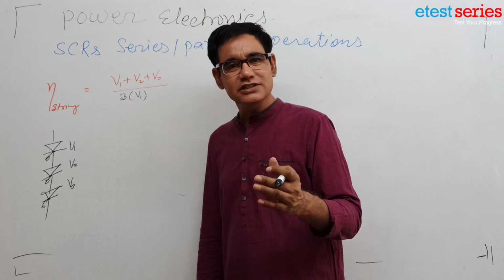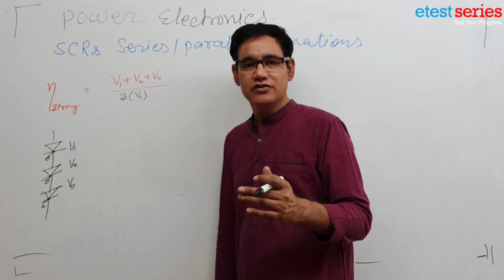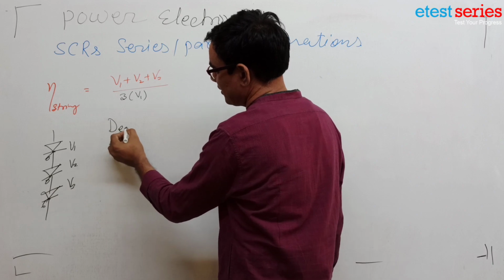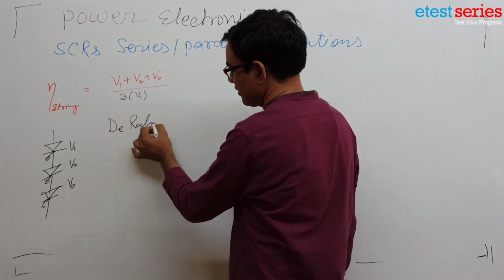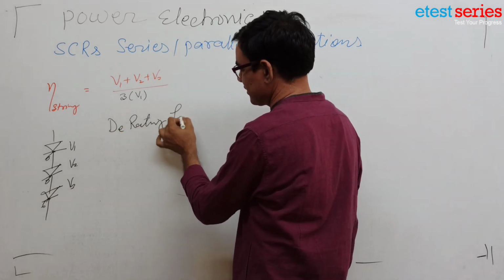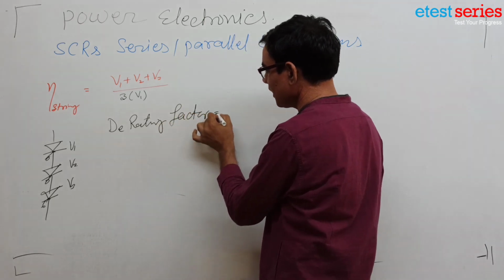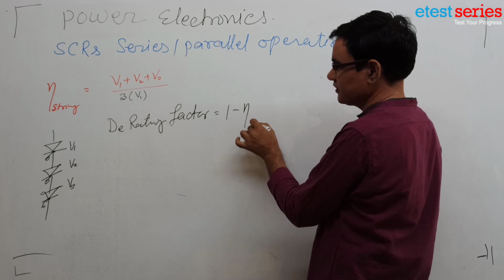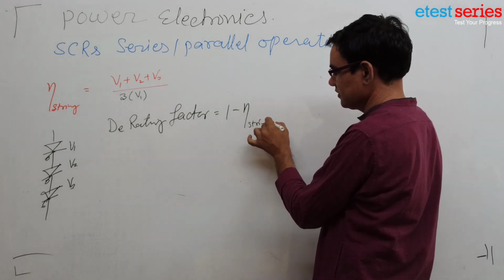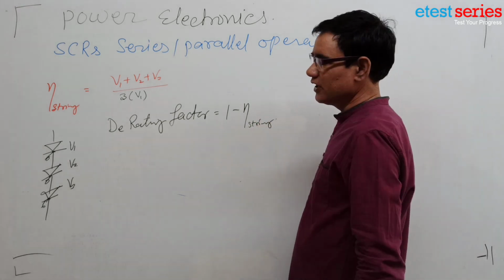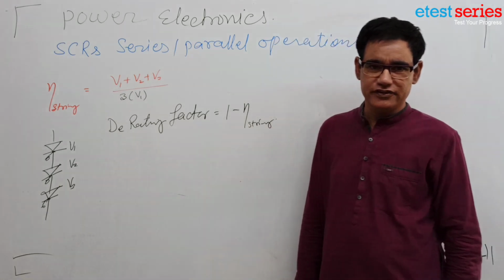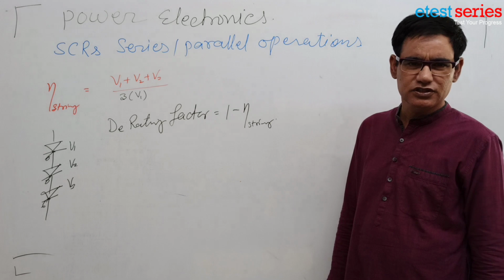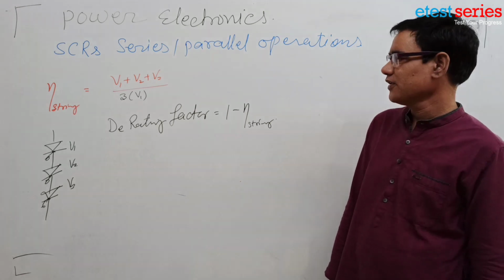Whatever the shortfall is, that is known as the derating factor. Derating factor is equal to 1 minus string efficiency. Okay, so this is the string efficiency.